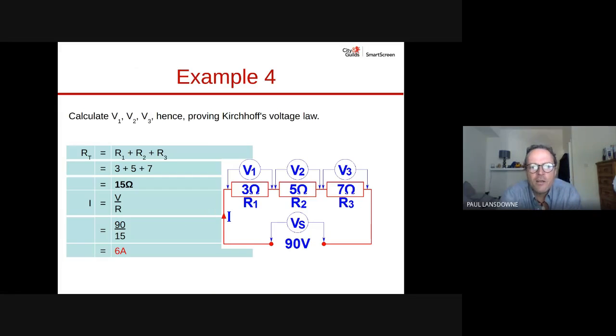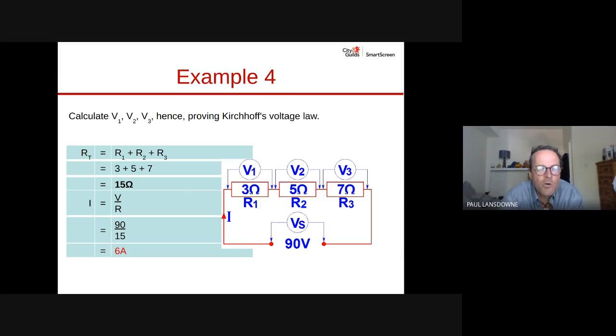What we have here is a circuit with 3 resistors, 3 ohms, 5 ohms, and 7 ohms, and a total voltage, VS or VT, of 90 volts. The first thing we have to do is work out the current flowing through the circuit. Now we have the one current. So the first thing we do is add up all of the resistors. 3 plus 5 plus 7 gives us 15 ohms.